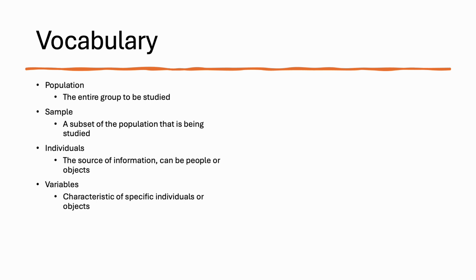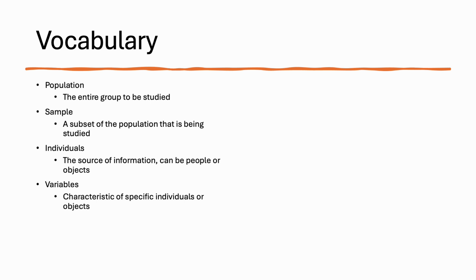A sample is a subset of that population, and those are the people typically that we use in our survey or our experiment or whatever it is we're doing. We use samples when our populations are really large and it would be very expensive or difficult to be able to sample every single person in our population.